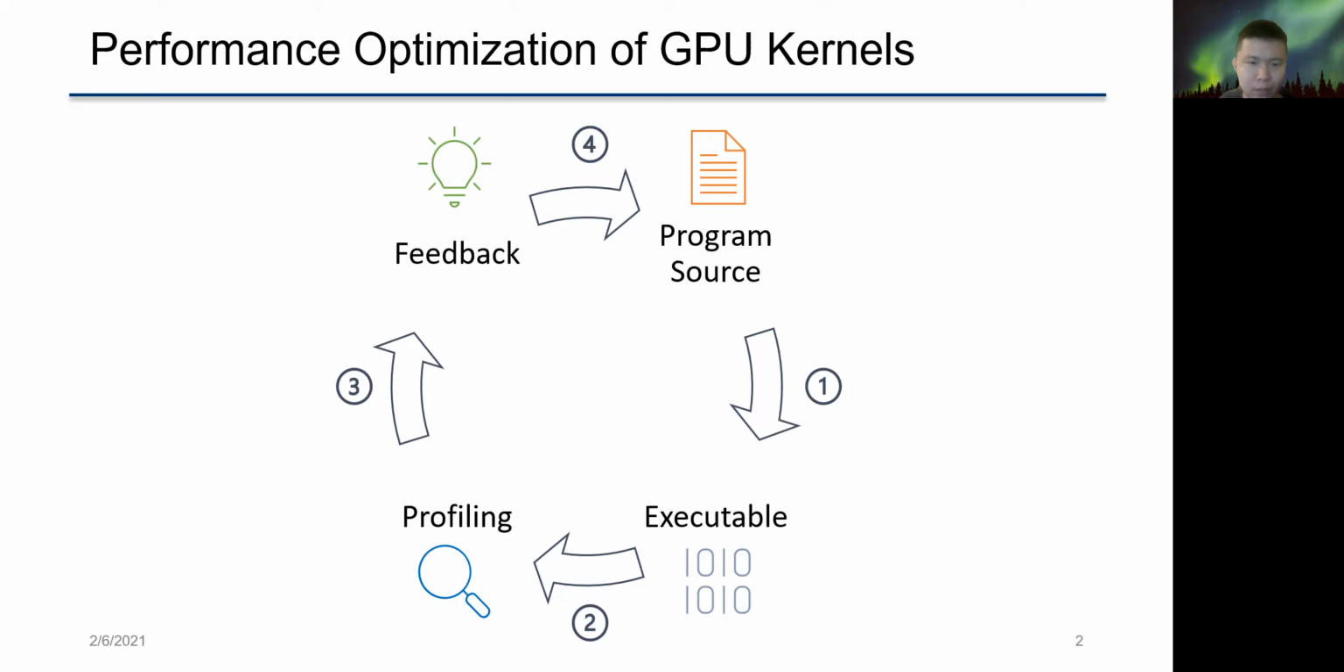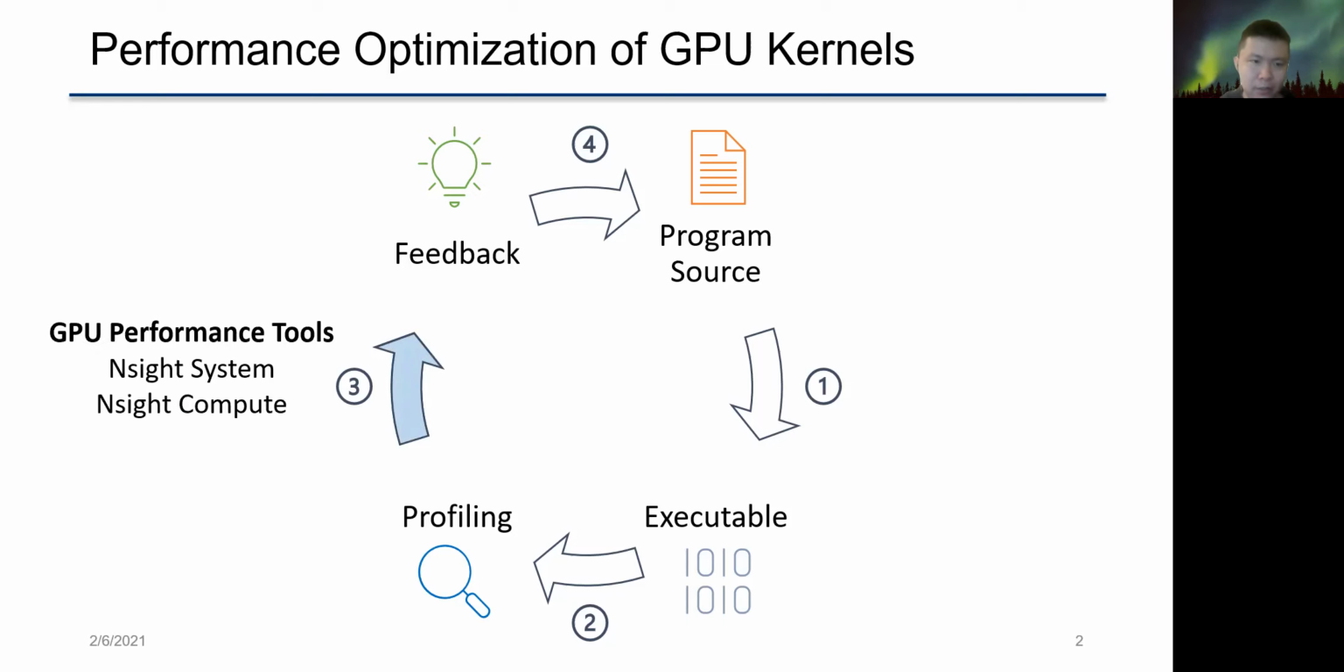In this work, we're going to focus on step 3, analyzing performance reports to gain feedback. We can use existing tools such as Nsight Compute or Nsight Systems to gain some shallow insights, because they don't tell us what optimizations are the most effective for individual lines in GPU kernels.